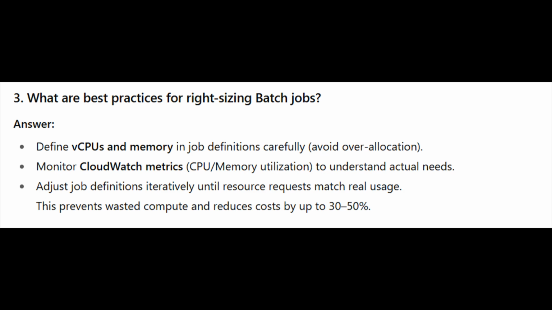3. What are best practices for right-sizing batch jobs? Answer. Define vCPUs and memory in job definitions carefully. Avoid overallocation. Monitor CloudWatch metrics, CPU/memory utilization, to understand actual needs. Adjust job definitions iteratively until resource requests match real usage. This prevents wasted compute and reduces costs by up to 30 to 50%.